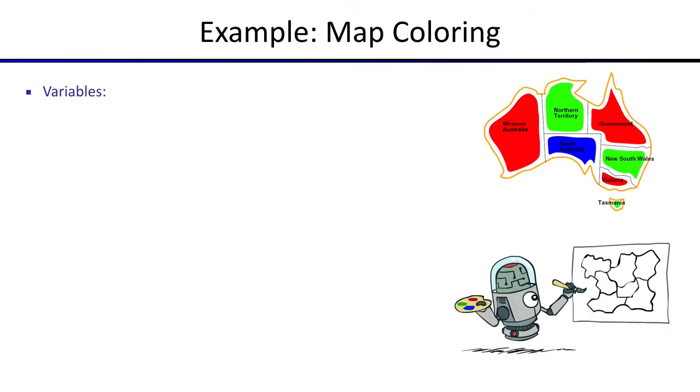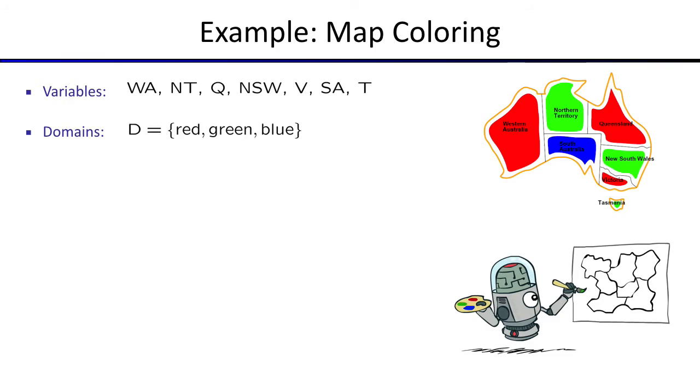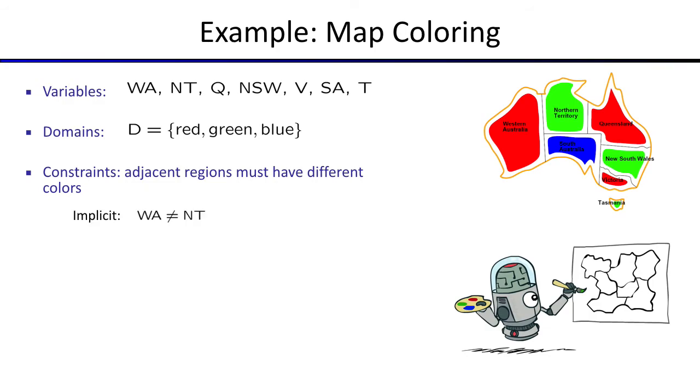So we already talked through this. Variables are all of the countries. Now they actually have names. And it's territories, not countries, because we're in Australia. But the domains are red, green, and blue. And the constraints are adjacent regions must have different colors.